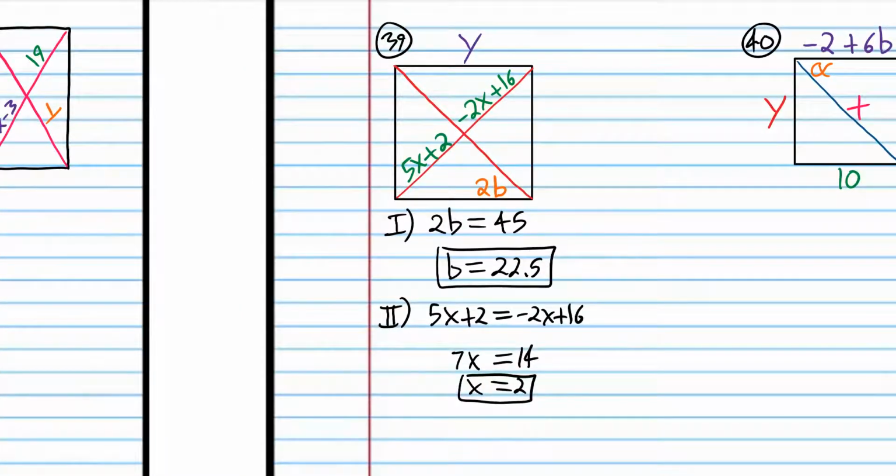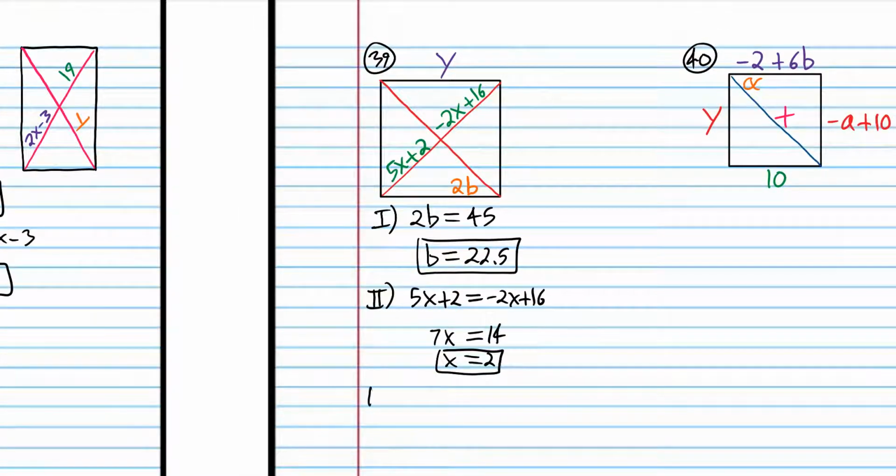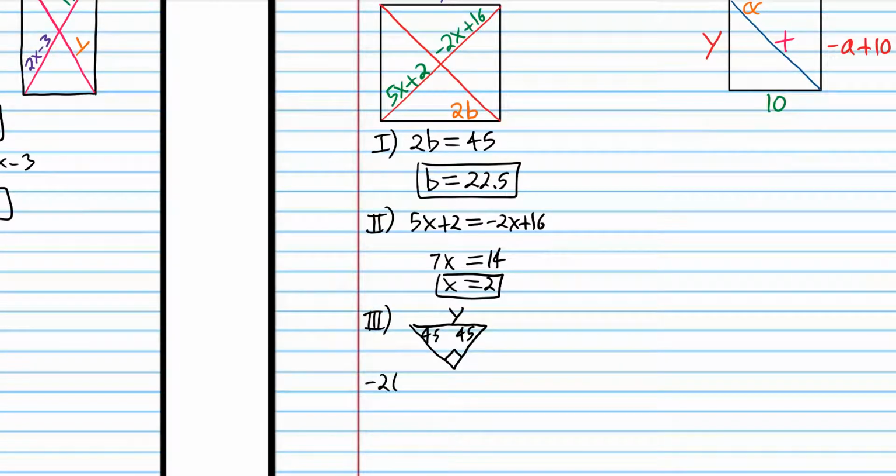And I'm going to use the top triangle there. I'm going to pull that one out. So we have y. And we know it's a 45, 45, 90 based on the theorem. So we just have to find this side. We have to use negative 2x plus 16. So negative 2x, we found x is 2. So then we have 12. So this side is 12. That means this side is 12 also. And that means that y must be 12 root 2.